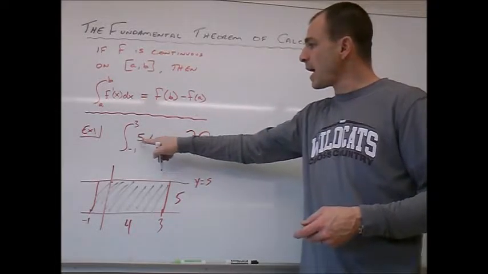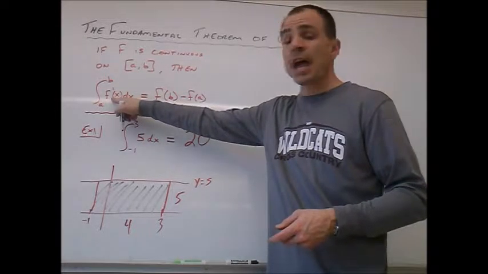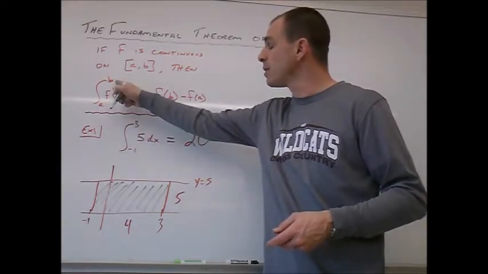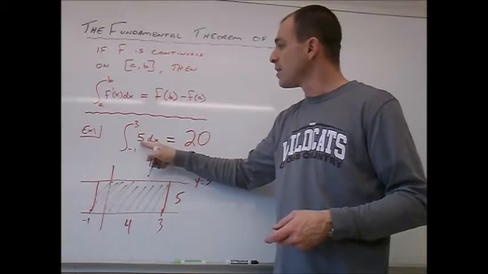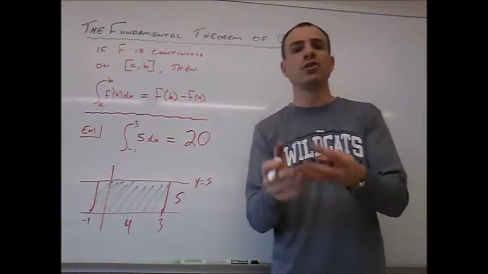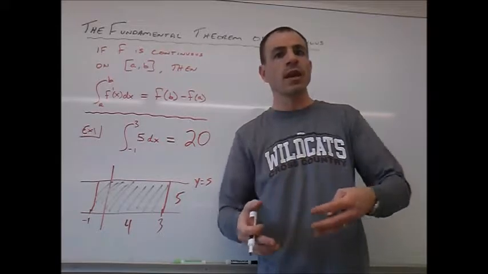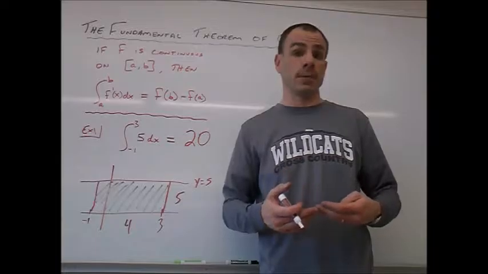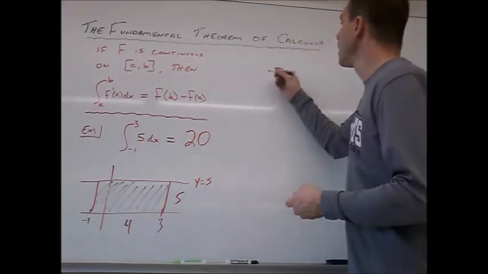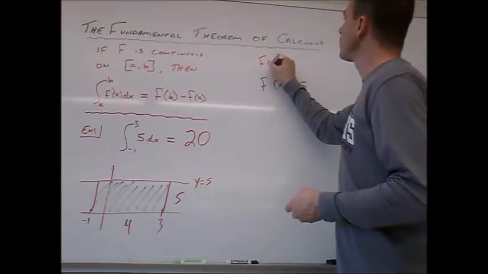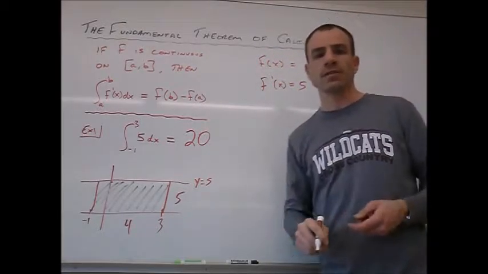Okay, now the 5 matches up with f prime. Okay, we see the dx, we see the integral from a to b, the integral from -1 to 3. So the 5 matches with f prime. So in other words, 5 is the derivative. So ask yourself real quickly, if the derivative of the function is 5, what would the function be? Okay, again, we're saying f prime of x is equal to 5. What does that make f of x?